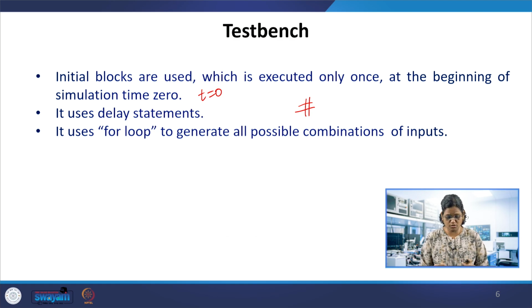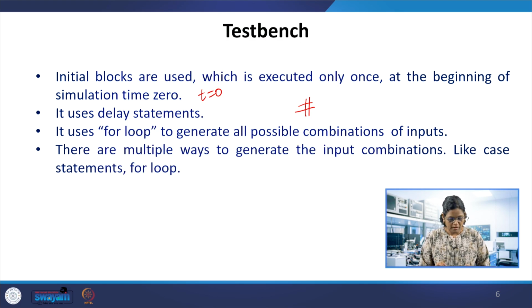Since the for loop was not introduced so far, we explicitly mentioned the 8 combinations of inputs in the examples we considered for A, B, C and the 1-bit full adder example. The for loop can easily be used for generating those test combinations of the design. There are multiple ways; it is not only the for loop. We can also use case statements, which are one of the ways to generate the inputs.